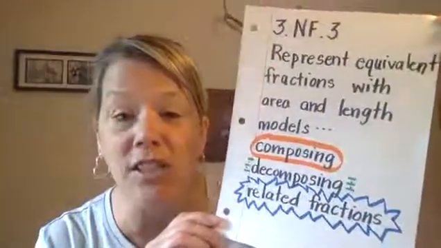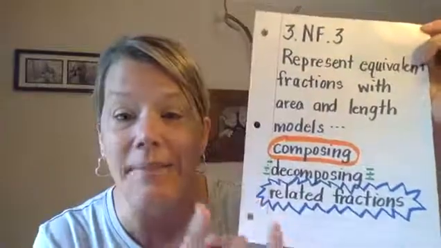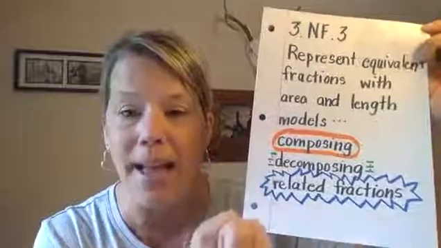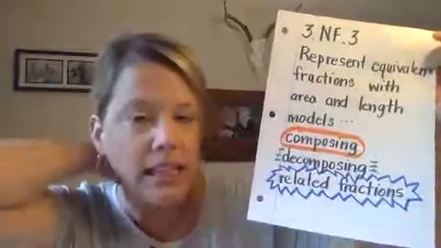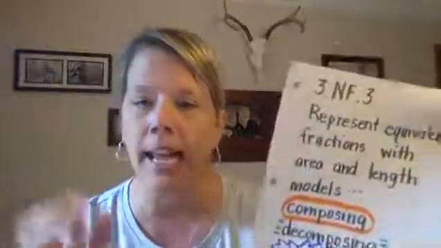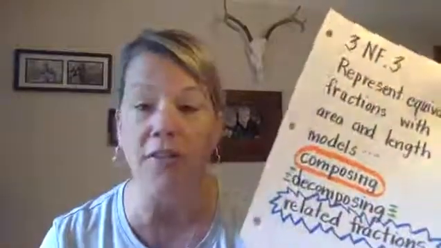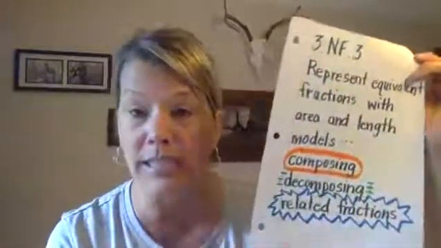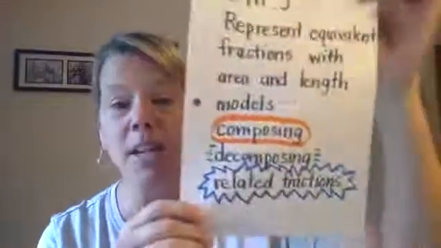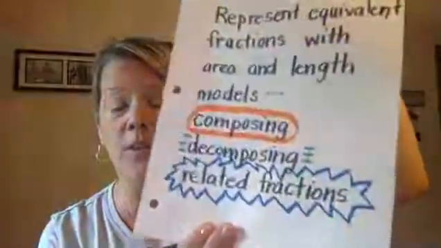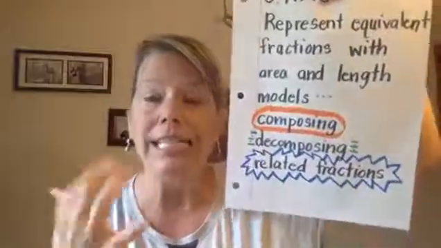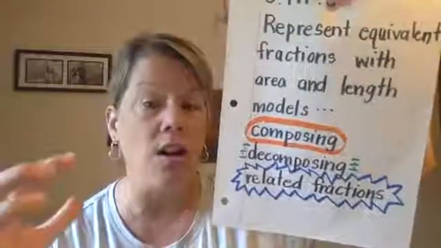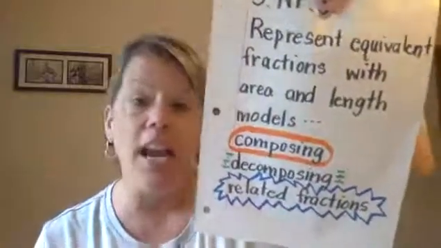Remember, equivalent fractions are fractions that have the exact same area or the same amount in them. With length and area models, we know the length model is our number line, and the area model for this, Miss Street's using our fraction bars and our circle discs that we made a few weeks ago. Big words we need to be sure that we're using are composing, means to put it together. Decompose means you are taking it apart, and related fractions, okay?